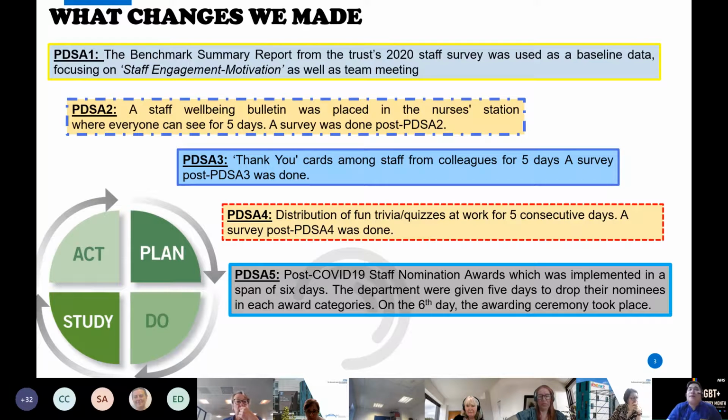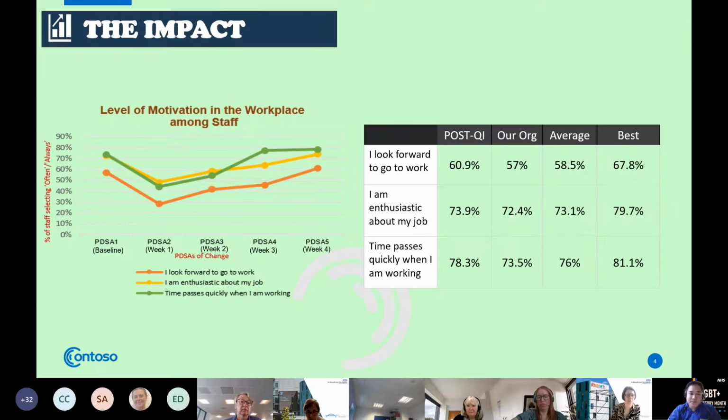So the million-dollar question would be, did the QI project make some positive changes in increasing the level of motivation among staff in the department? My answer would be no and yes. No, in a sense that we weren't able to reach the 10% target in increasing the level of motivation among staff in a span of 1 month. And yes, and I will explain this in the next slide.